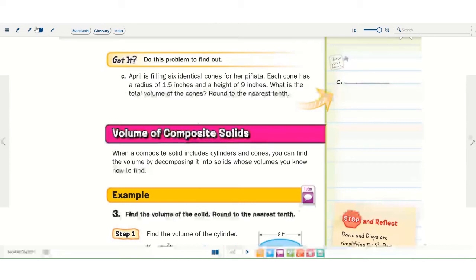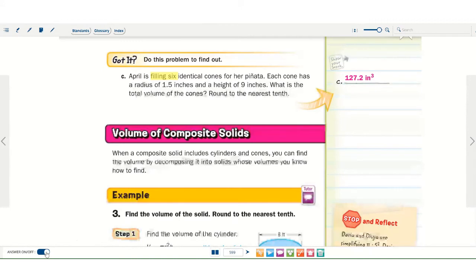Now I caution you on this one because, if you remember, there are 6 of them. So you have to be very careful of how many there are. They're not asking you for one of them, they're asking you for 6 of them. So go ahead and pause your video right now and try figuring out what the volume of your 6 identical cones for your piñata is going to be, rounded to the nearest tenth.